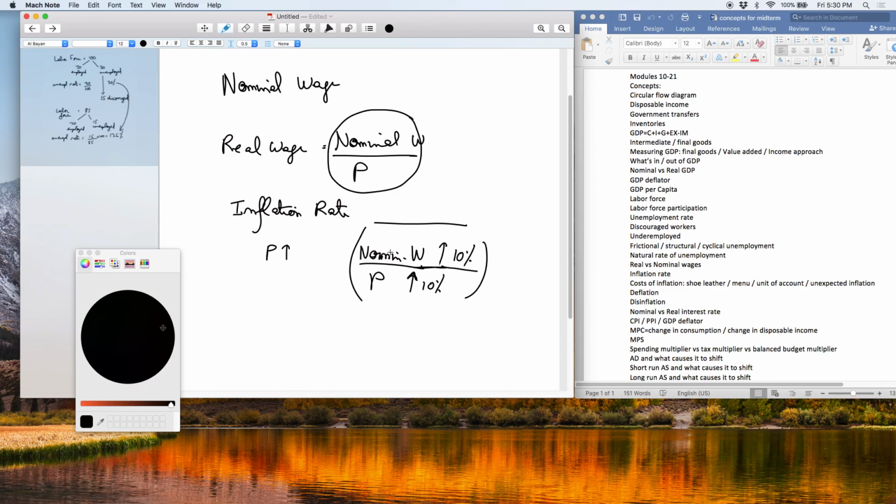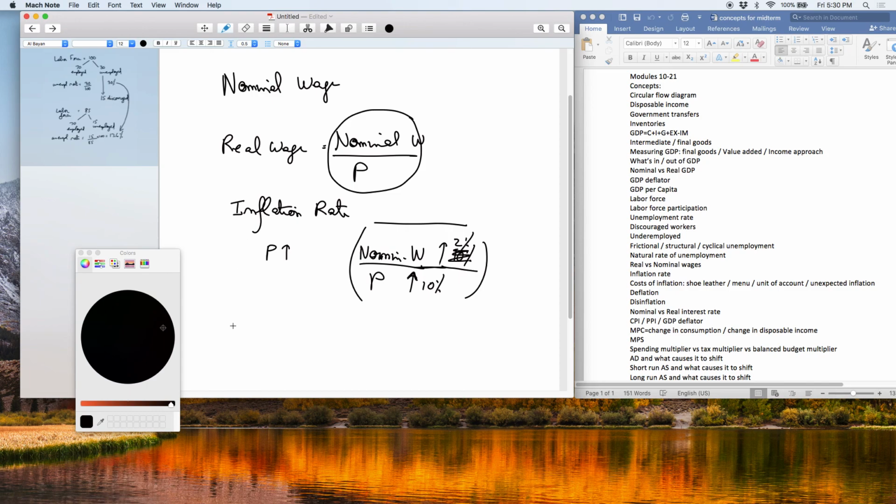when people don't expect inflation correctly, the nominal wage doesn't catch up to the price. And so, for example, if the wage only goes up by 2% and inflation goes up by 10%, then the real wage falls. Okay, so that's one way that unexpected inflation hurts people.